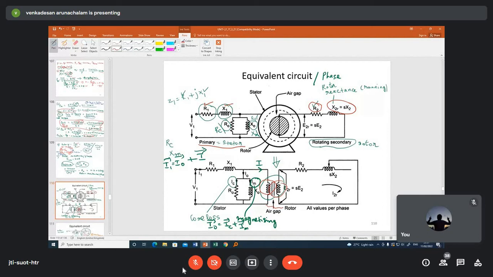So R1, X1, R0, X0, and here SX2, SE2, R2. This equivalent circuit is for per phase only. The same thing is applicable for the other phases if all three phases are balanced.